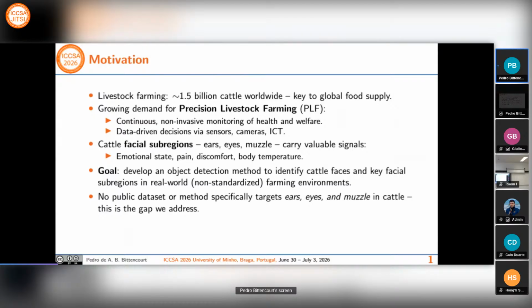To the best of our knowledge, there is no public dataset or method specifically designed to detect ears, eyes, and muzzle in cattle, and that is the gap our work addresses.